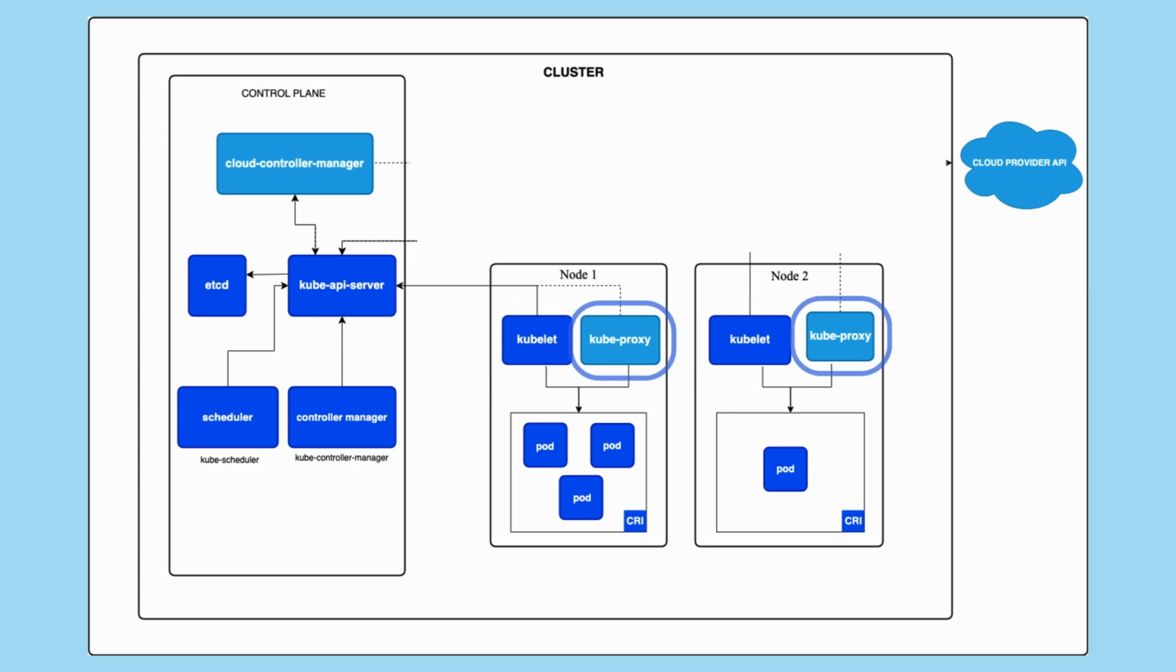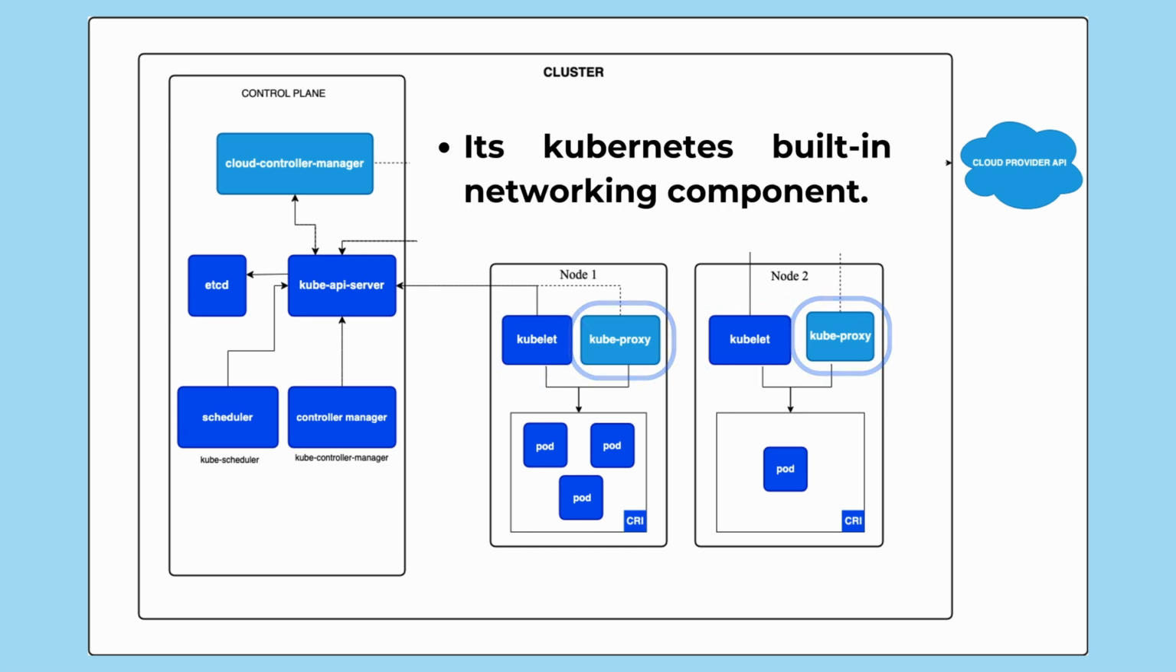Next, Proxy. This is Kubernetes built-in networking component. This helps in communication between pods. It handles service networking, making sure traffic is routed correctly between pods and services. Some advanced network plugins can take over its role, but by default, Proxy is a part of Kubernetes.